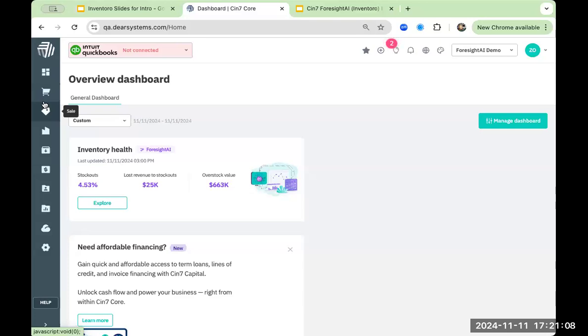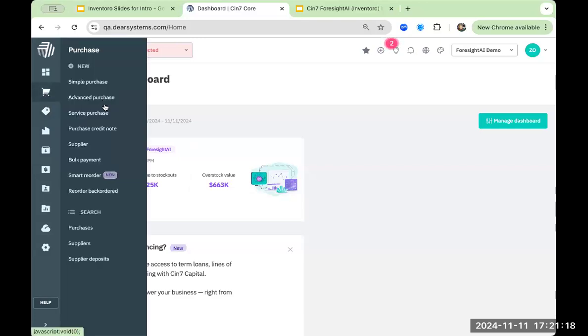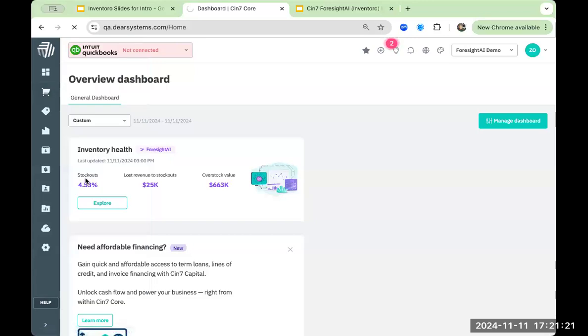But what are you going to do if you have labor as a SKU? That's not necessarily something you're going to want to reorder. What do you do about new items? What about SKUs that you're sunsetting? You can find this all under that Smart Reorder tab.